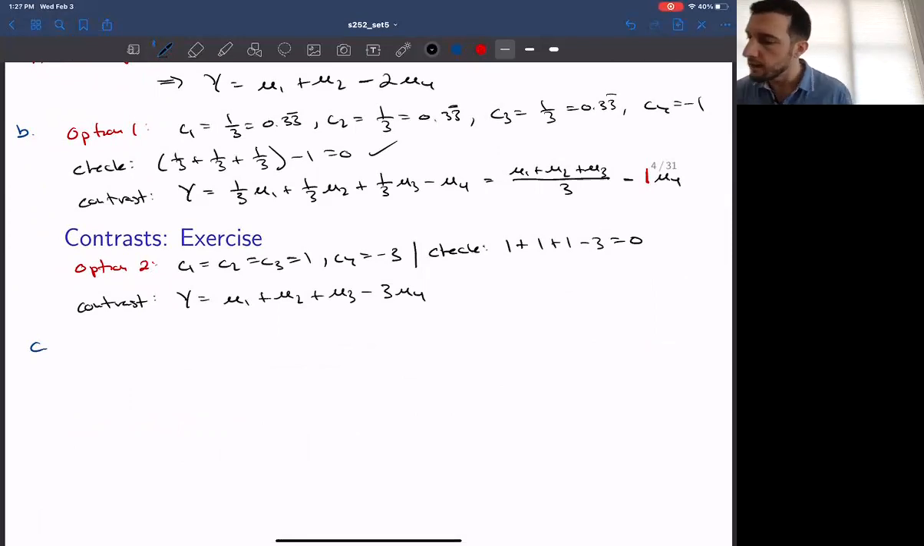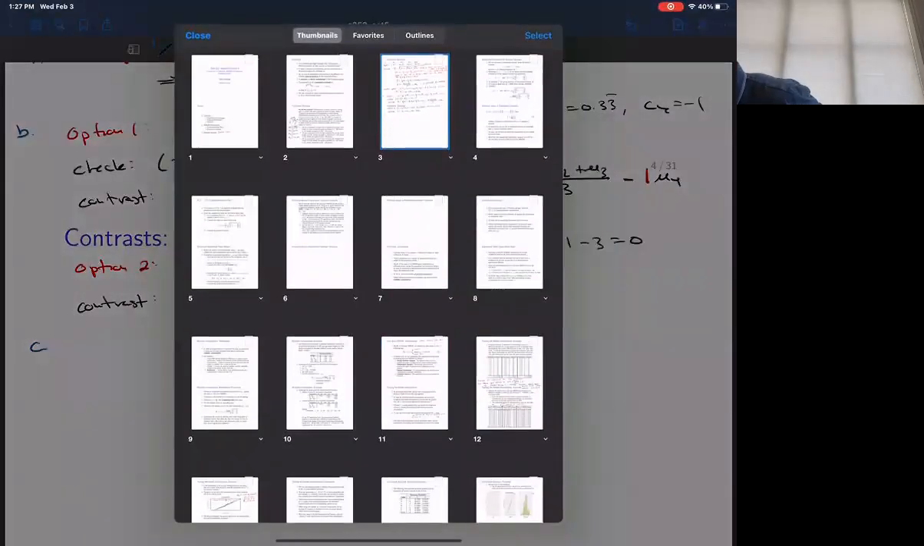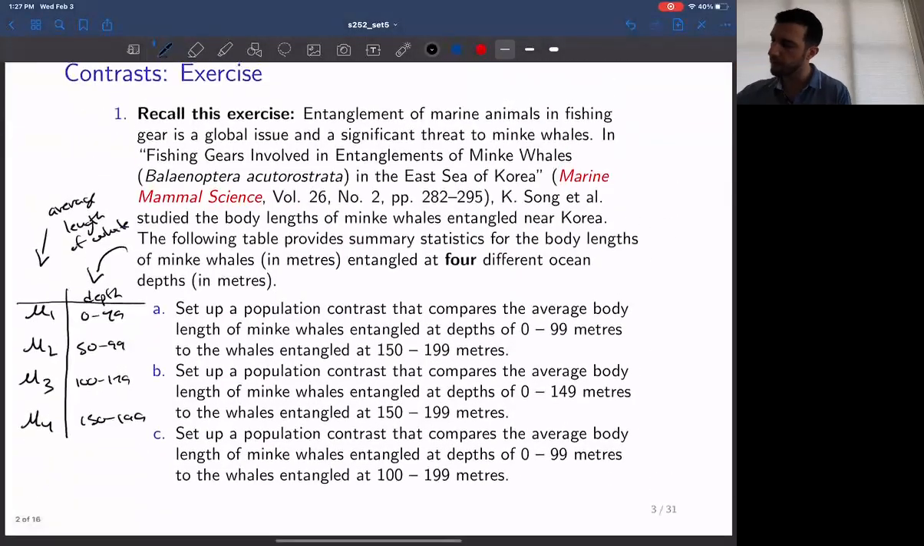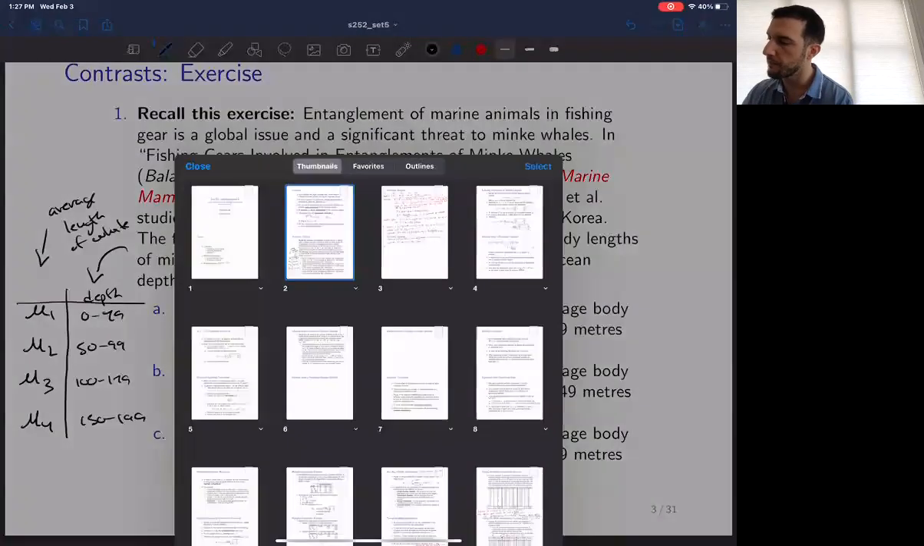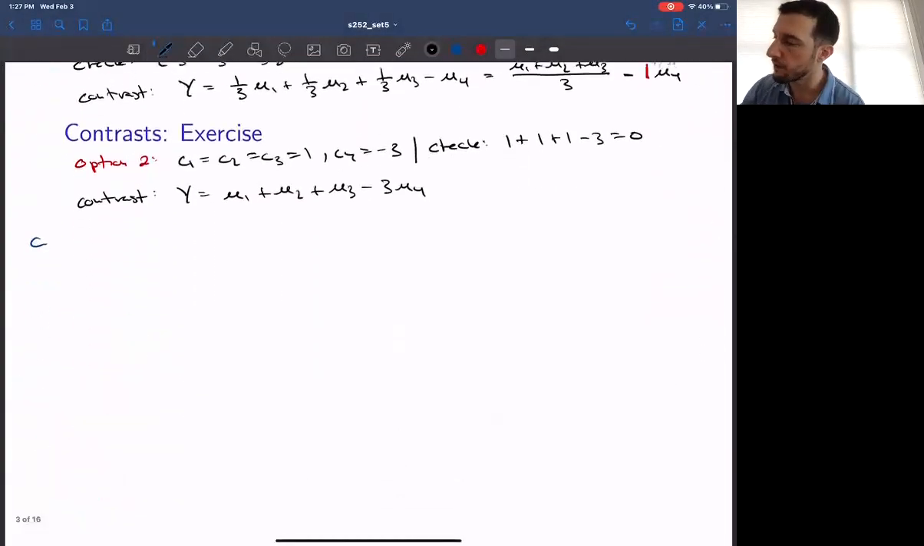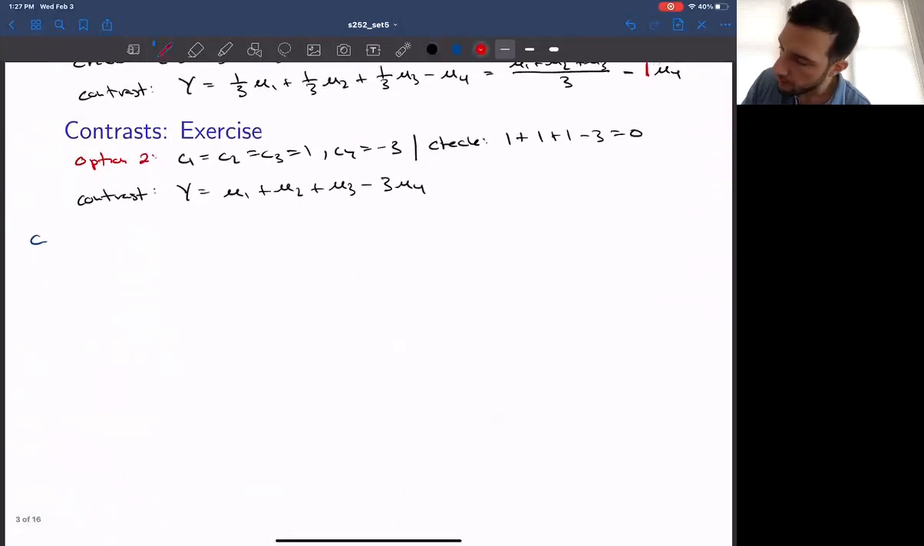Okay, part C. So in part C, we set up a population contrast that compares the average body length of minke whales entangled at depths of 0 to 99 to the whales entangled at 100 to 199. So basically what we're doing here is we're comparing the average of mu1 and mu2 to the average of mu3 and mu4. Okay, so we can do this in two ways.